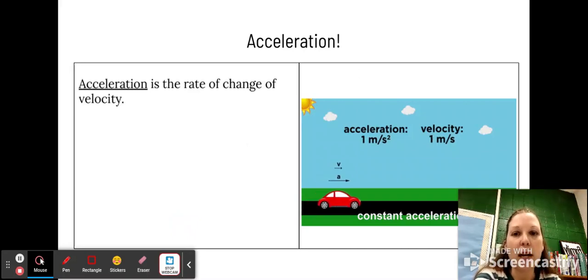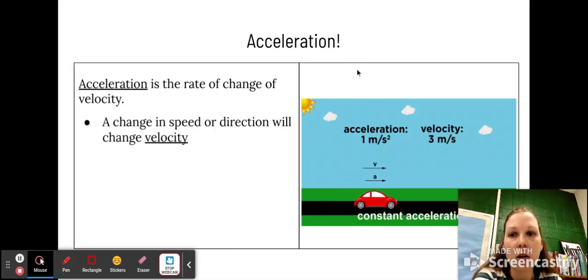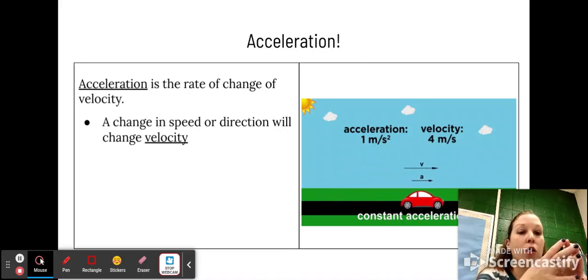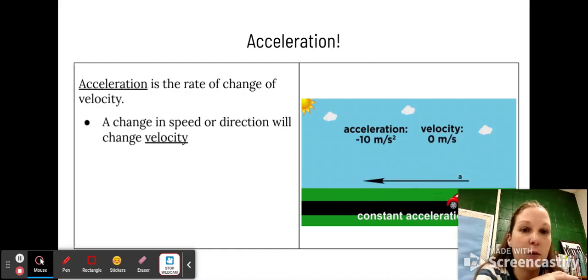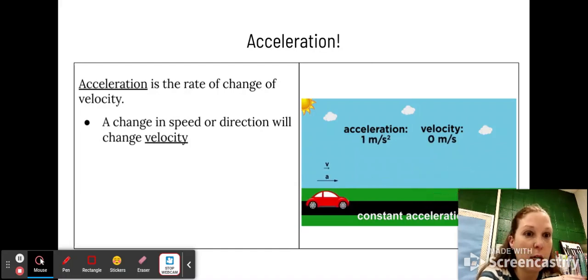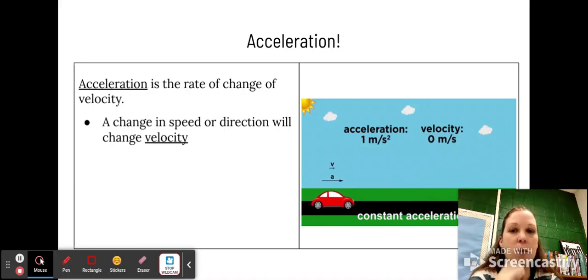This is the rate of change of velocity, and we learned about velocity in the last lesson. And this is a change in speed or direction. So you don't have to change both. As long as you change one of them, you are changing velocity, because remember, velocity is a vector quantity because it depends on direction as well.